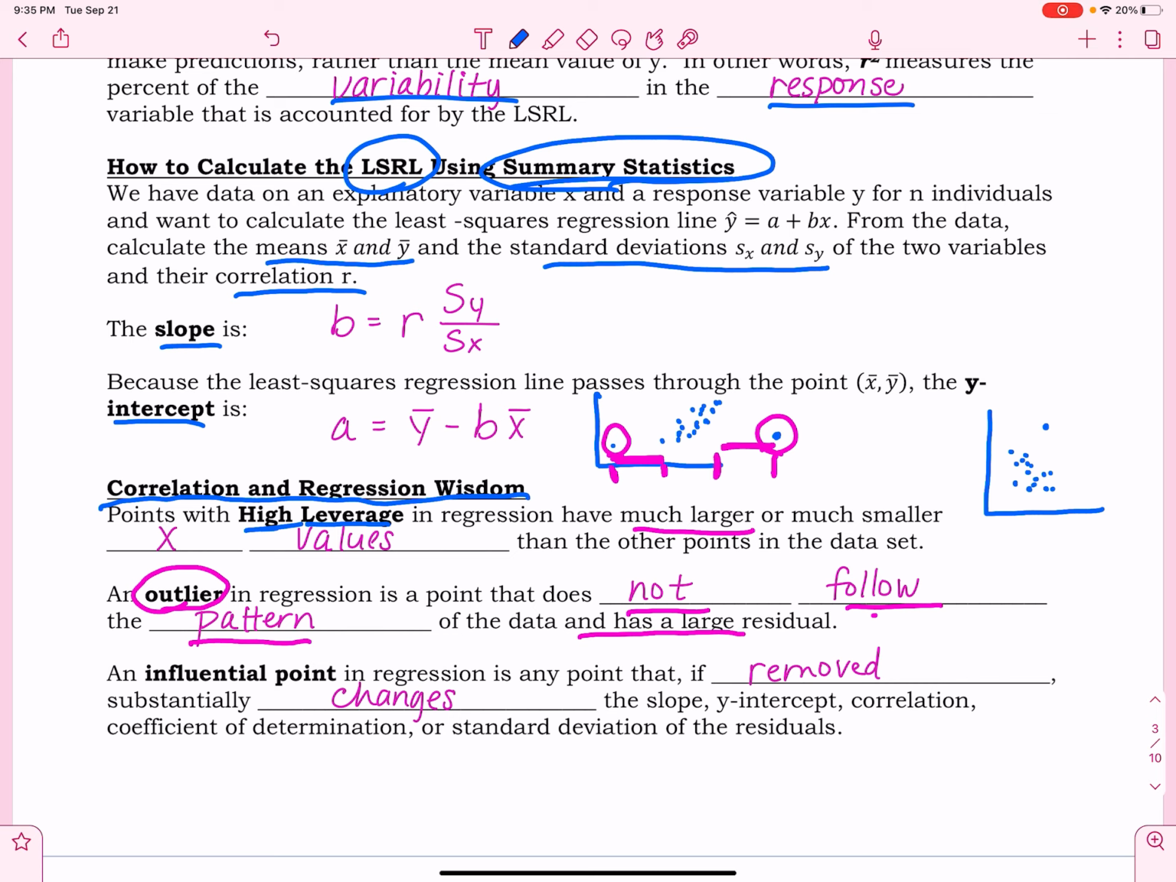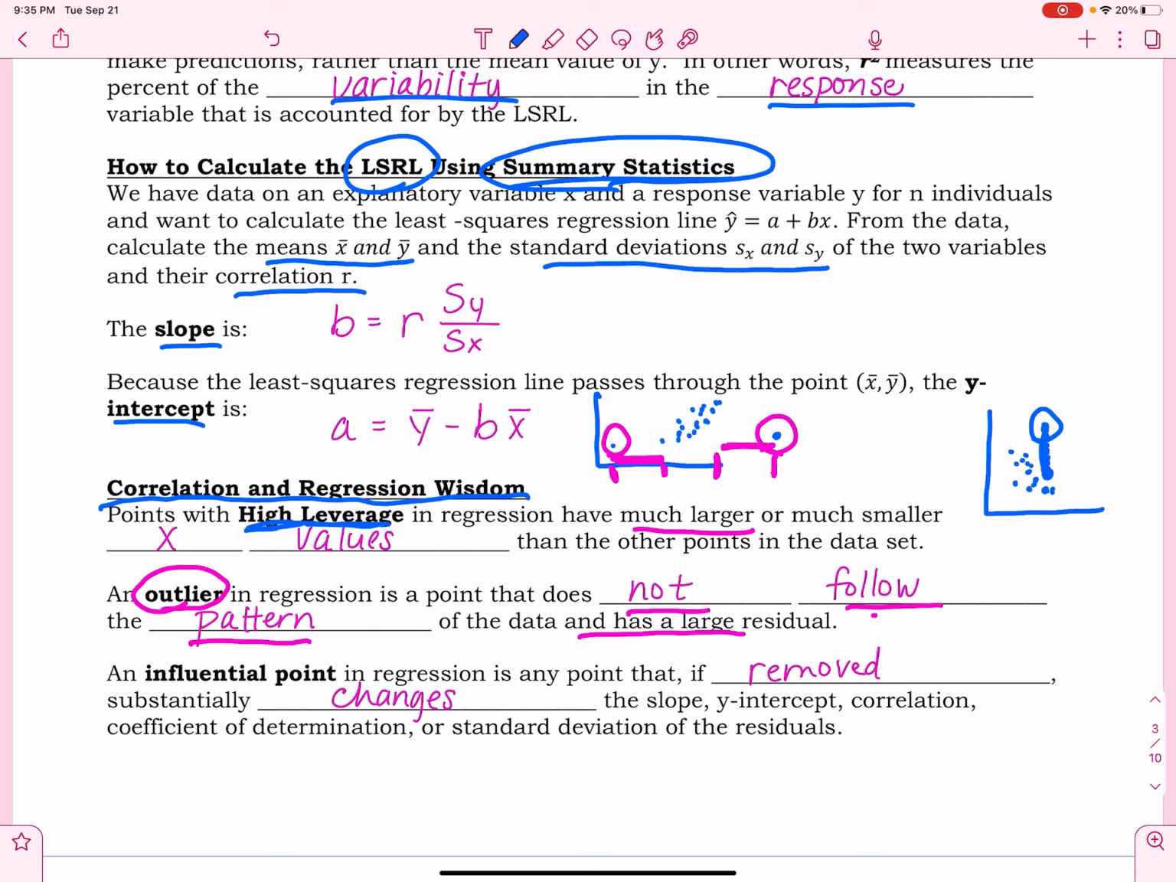So notice that it's still in line this way with these x values down here, so it does not have high leverage, okay? But it does have a high residual because there's a lot of space here between it and the other points, and it lies outside of the pattern of the other points. So this right here would be considered an outlier.